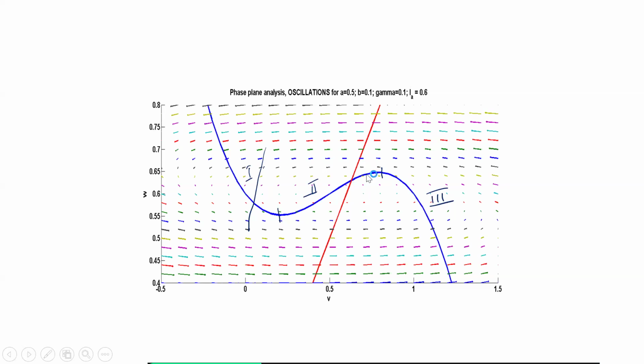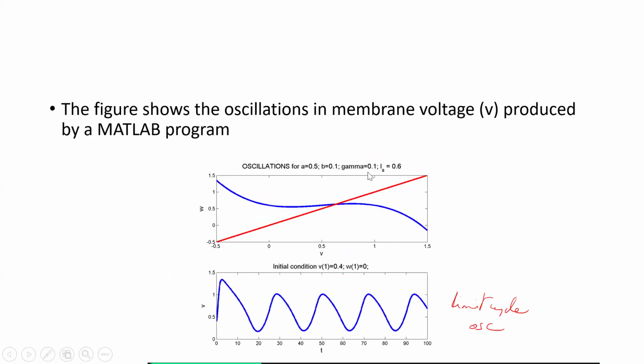You can easily show that if you simulate the equations. In this case, if you simulate the equation, you'll see oscillations, because the intersection point is an unstable focus. So it doesn't go to that point, it will just oscillate around that point. You get a limit cycle.